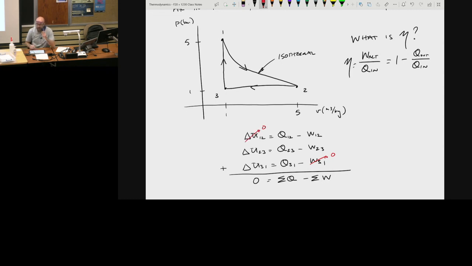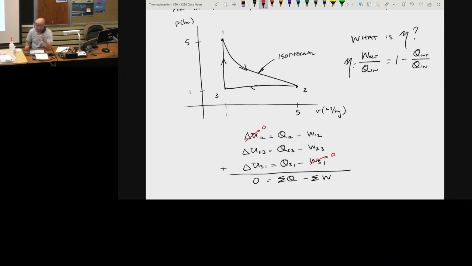This goes to 0 because we're dealing with an ideal gas. And for an ideal gas, the properties are only based upon the temperature. So I would look up the internal energy at 2 at the temperature, and the internal energy at 1 at the temperature, and they would be the same temperature, and so that would go to 0. Okay, that's what we need to understand.